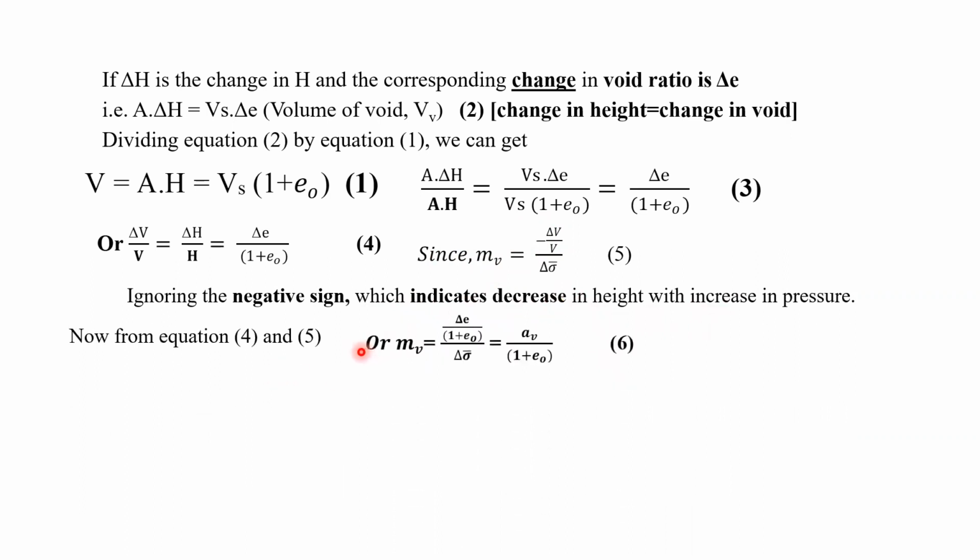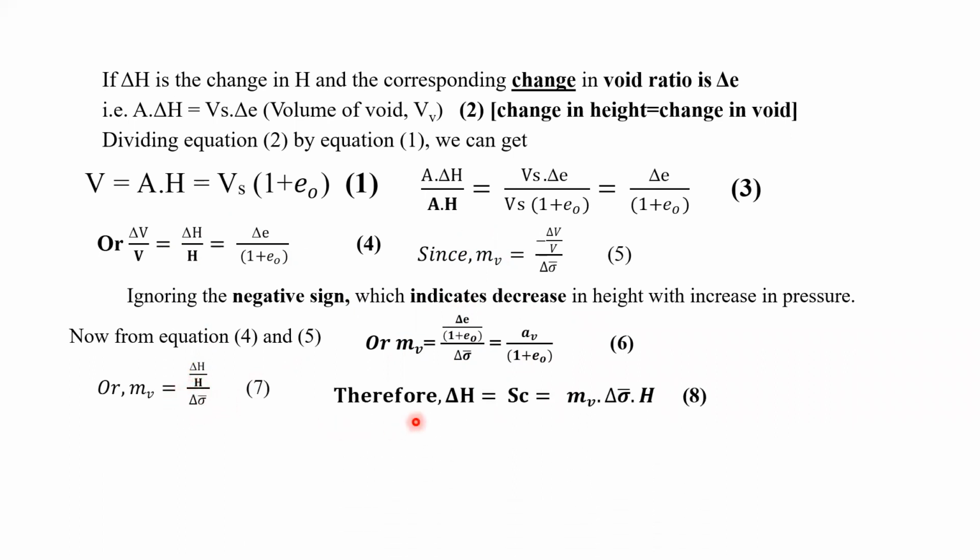So what we are going to do now, from equation 4 and 5, mv will be, in place of delta V by V, we can also write these values here and divide by delta sigma bar. But we know this is the coefficient of volume change or coefficient of volume compressibility, mv. So we know that delta e by delta sigma bar is called the coefficient of compressibility, av. So mv we can also write in this form, mv is equal to av by 1 plus e0. So further mv we can also write, because this is equal to delta H by H, delta H by H by change in effective stress.